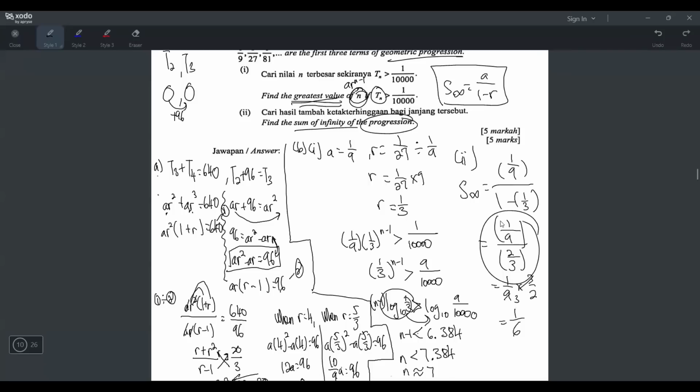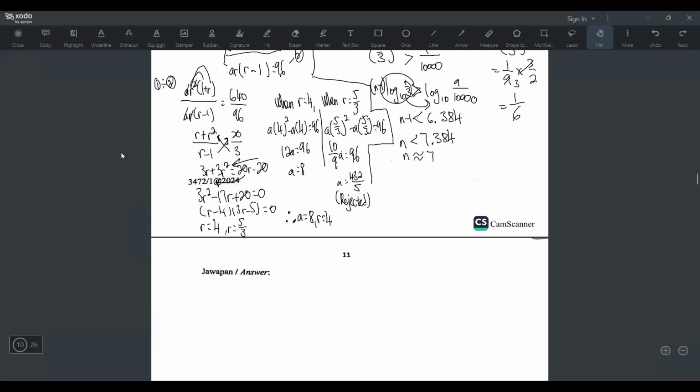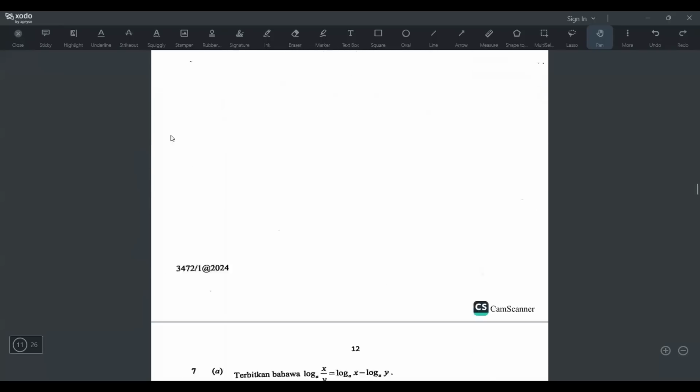Actually, you can just use your calculator also. You will get the same answer. But if you're using your calculator, make sure you press all the brackets. Otherwise the calculator doesn't know which one to do first. Okay, so that's it.